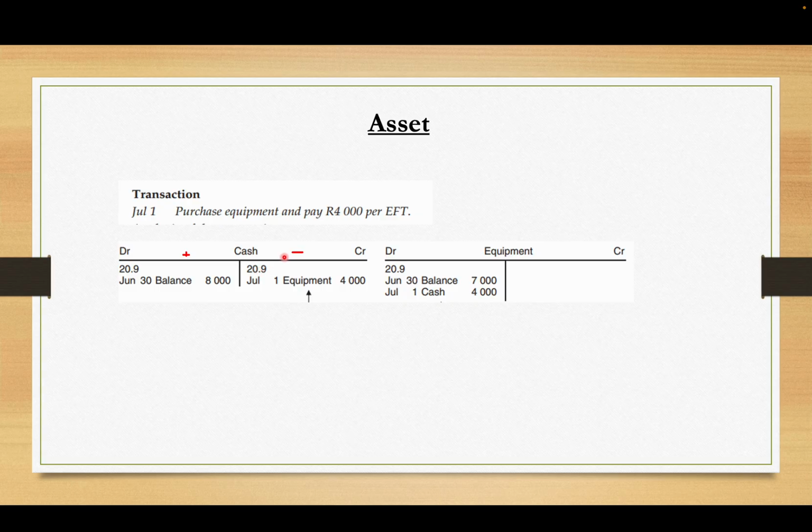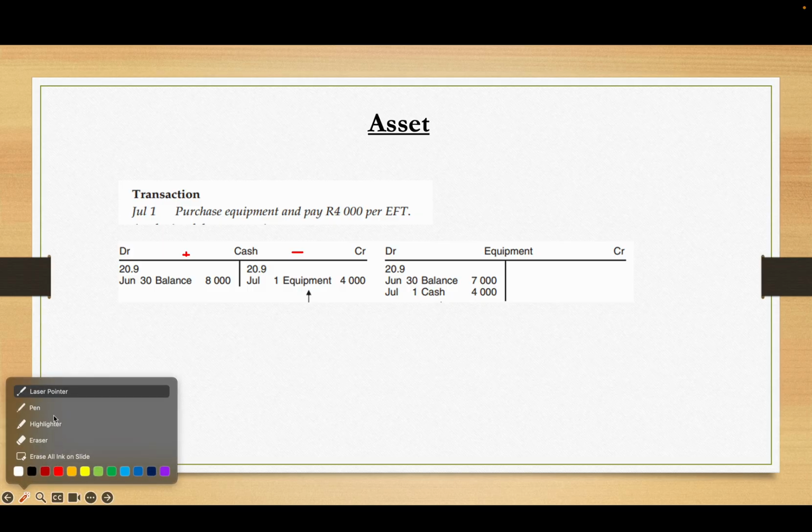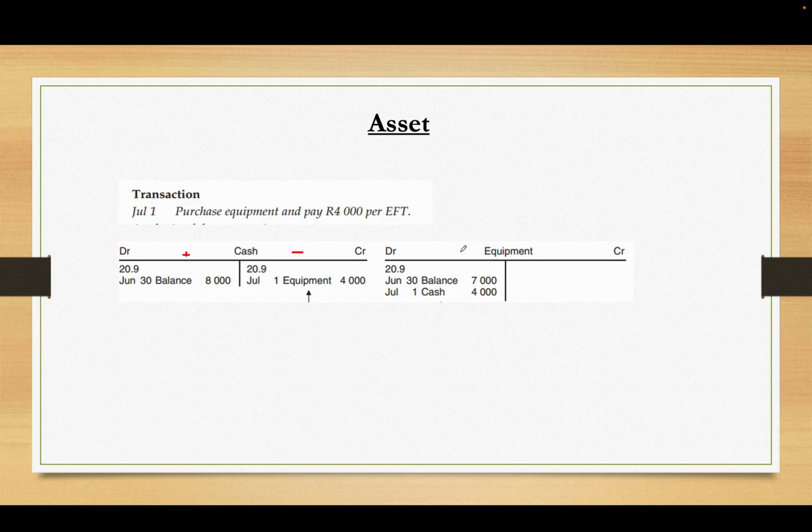The T accounts basically give you a short description of what you did. And remember, it affects two accounts. So since I paid 4,000 for equipment, what happens to my equipment? Remember, this is a plus because it's an asset account. Every asset account is going to be a plus and minus. It increases on the debit side, it decreases on the credit side.